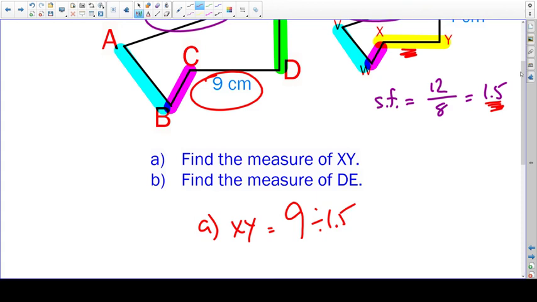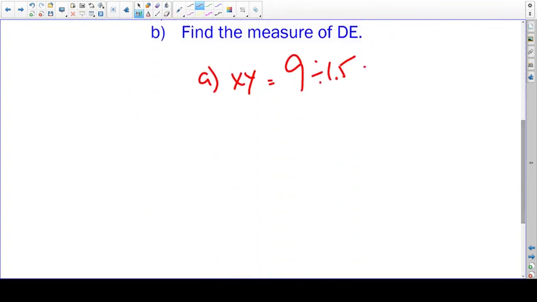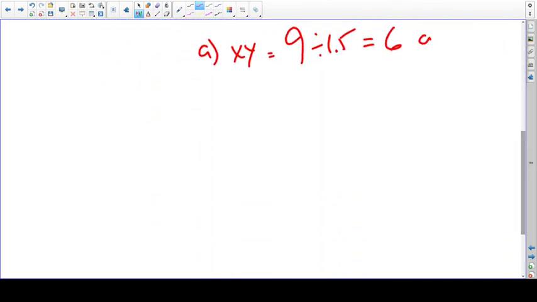In fact, whenever we do any calculation, let's just be clear here though. We found the scale factor from the big object to the small object, okay? If you do that, your scale factor will always be larger than 1. And when you're looking for something in the smaller object, always divide. When you look for something in a larger object, you are going to multiply. So 9 divided by 1.5 is 6. 6 what? 6 centimeters. Make sure to include your units.